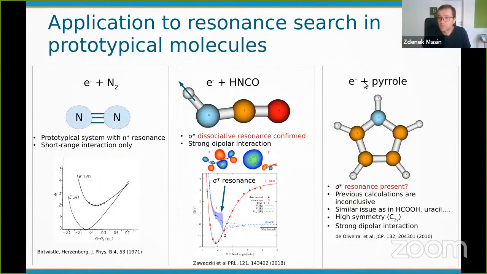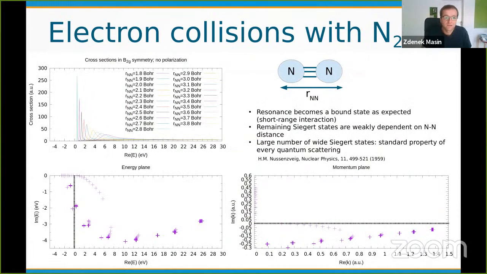Then we will move on to electron collisions with pyrrole, where the situation with the sigma star resonance is unclear because we are not sure whether the resonance is there, because previous calculations are inconclusive. So the situation in pyrrole is very similar to formic acid, uracil, and other molecules, but this molecule has an advantage that it has a very high symmetry, but it also contains a dipole interaction. So let's have a look at the collisions with N2.